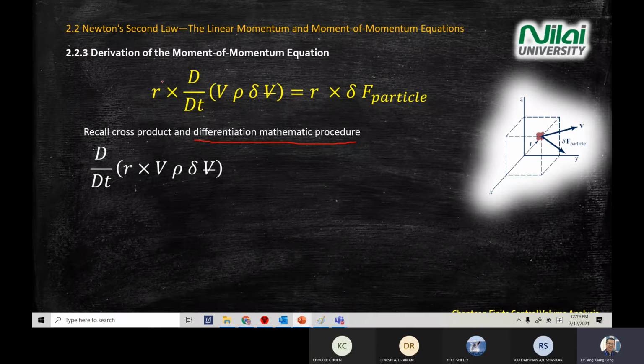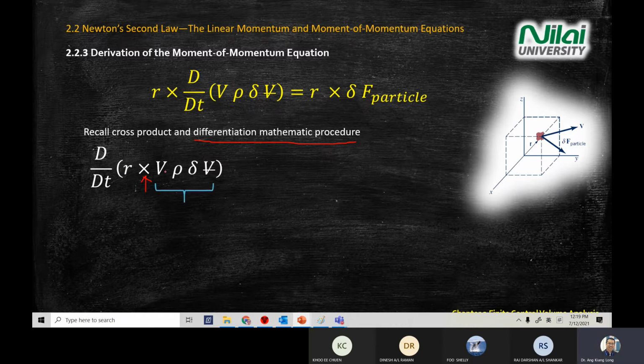Okay, so you put the r inside because r is a constant value. So you can pull the cross product inside the bracket here. Okay, so you pull your r cross v rho change of volume into the equation, and let's look at in mathematical dimension what happened to this one. So you have d over dt times r cross, this is cross, and the dot product here. So r cross velocity times density times volume.